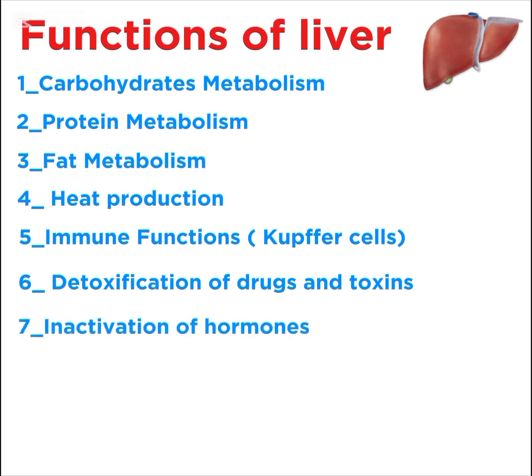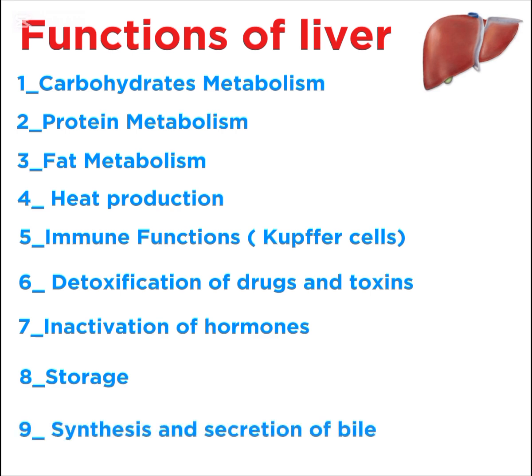Inactivation of some hormones occurs in the liver, which includes insulin, glucagon, cortisol, aldosterone, and sex hormones. Liver is the storage site for glycogen, fat soluble vitamins, iron, and copper. Liver synthesizes and secretes bile that is important for fat digestion and excretion of bilirubin.